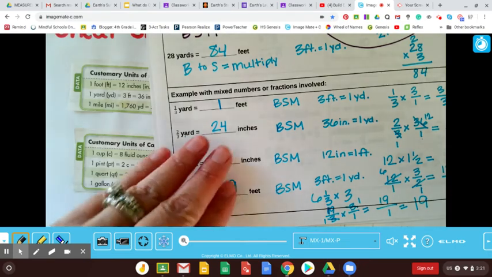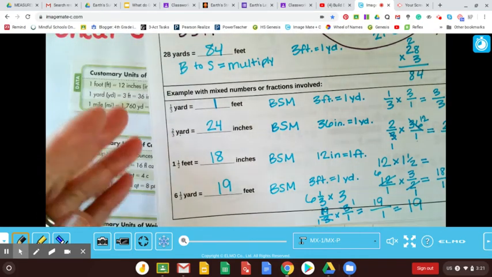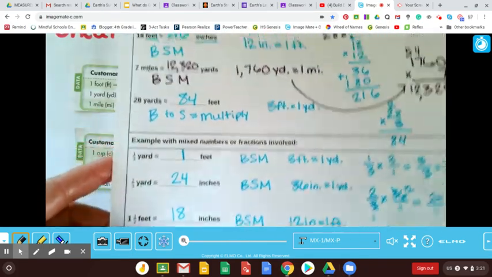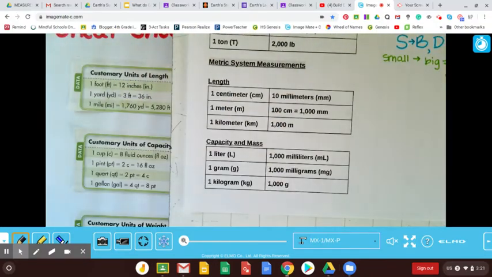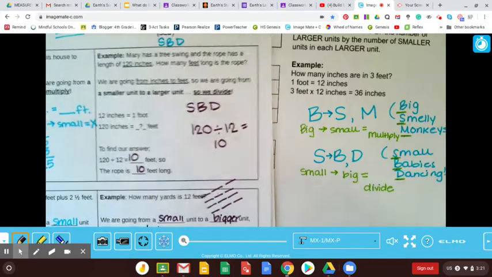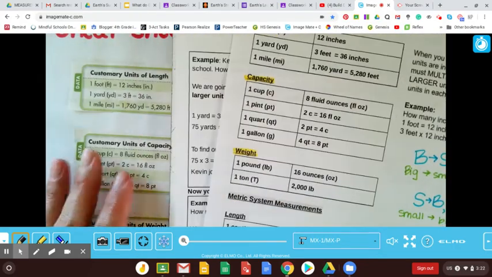I hope you guys understood this, took it in. Measurement can be super duper tricky, and I don't expect you to get it all in one sitting. We're going to be doing lots and lots of practice, more practice with multiplying fractions, more practice with big smelly monkeys and small babies dancing. And by the end, you're going to be a measurement pro.